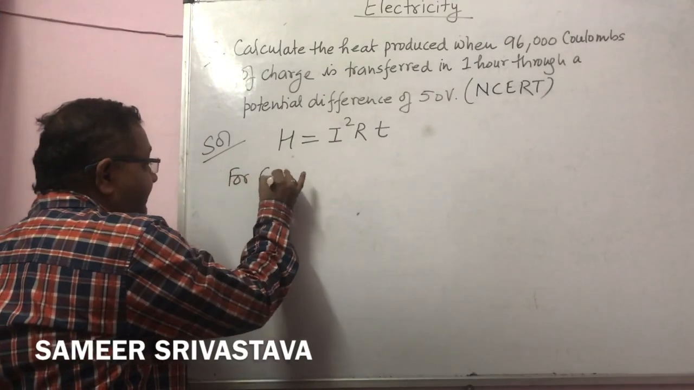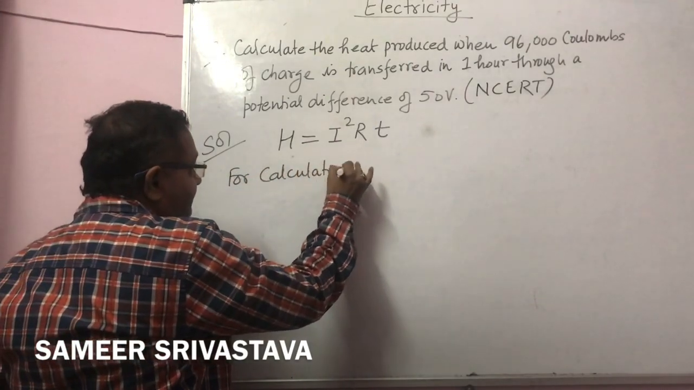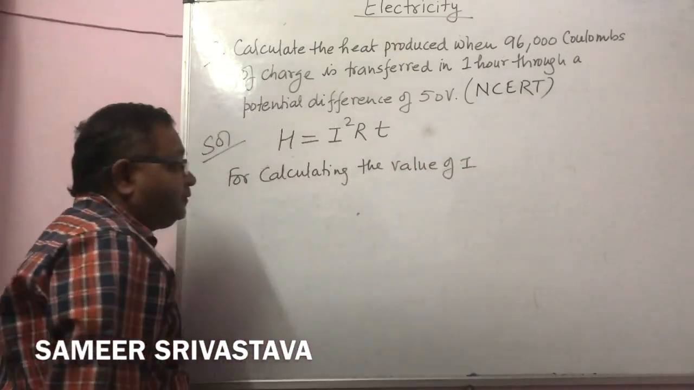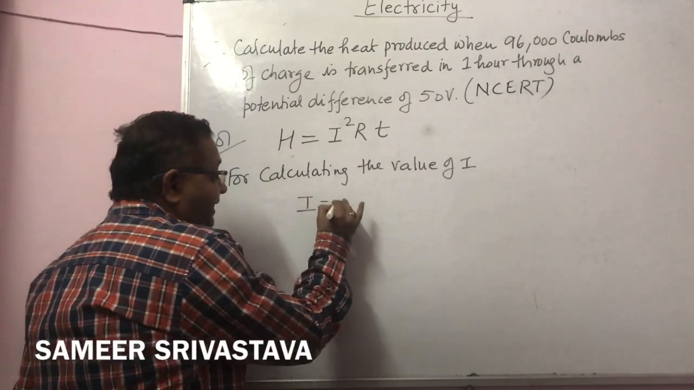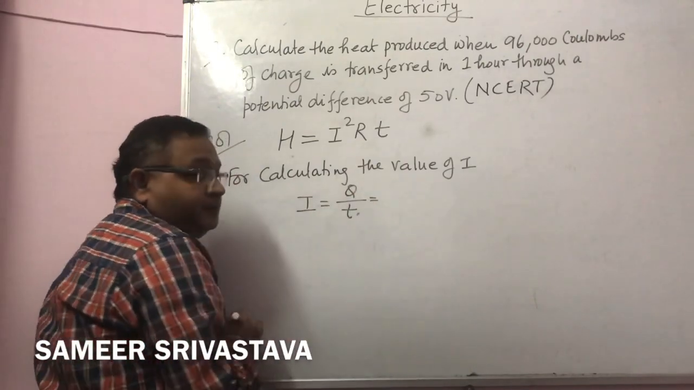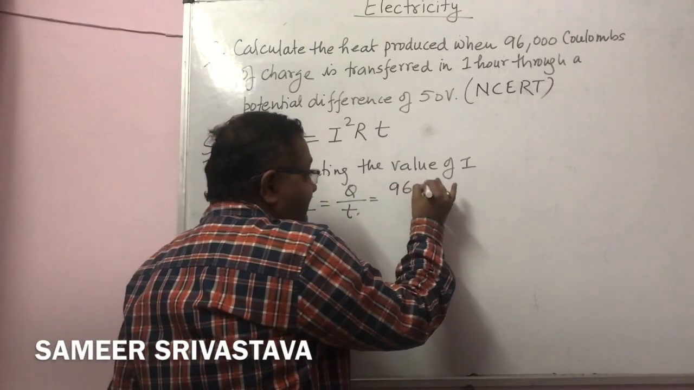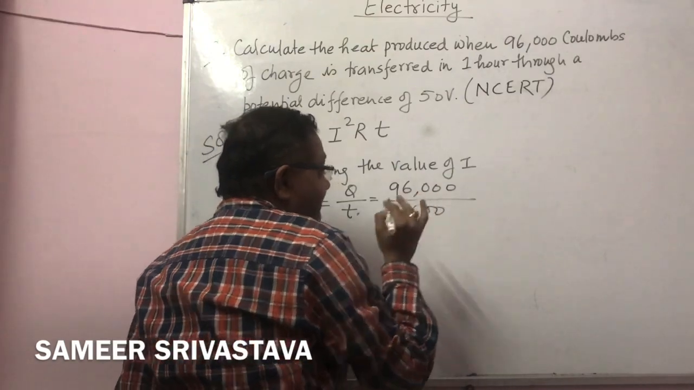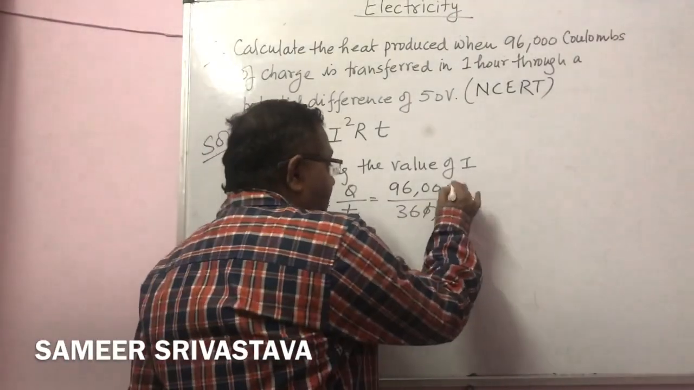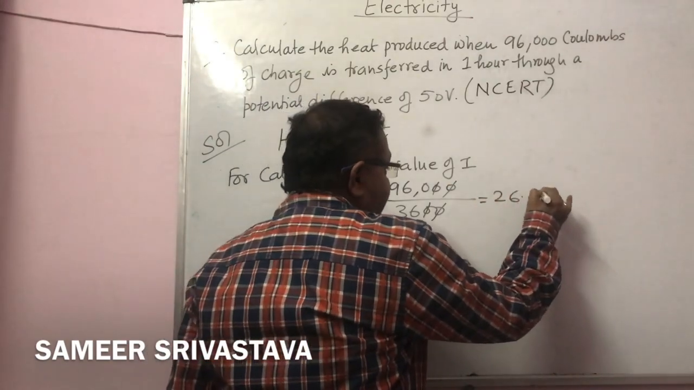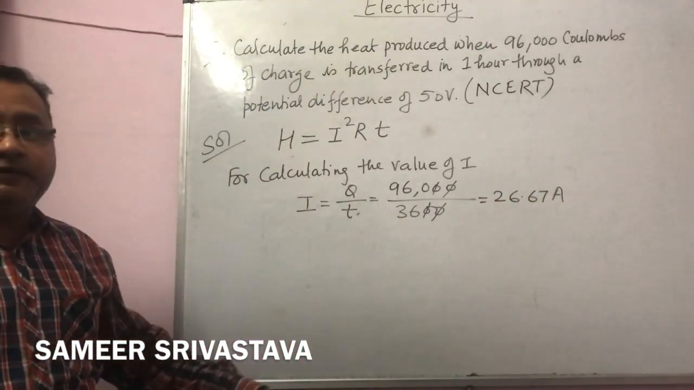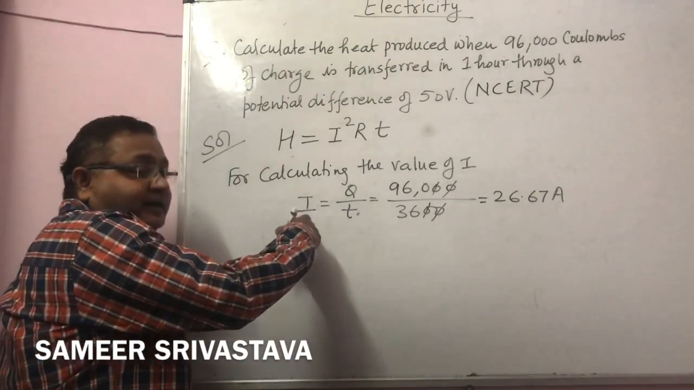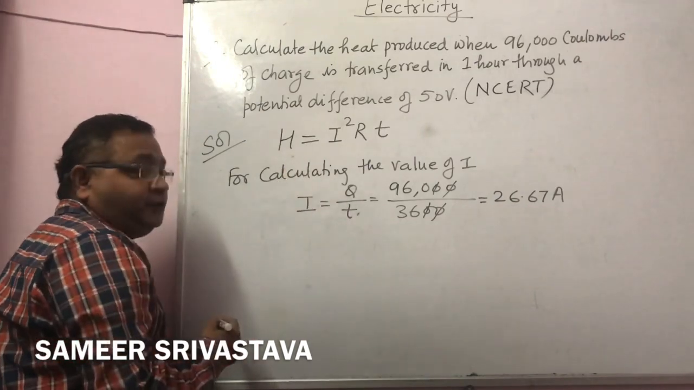For calculating the value of I, we all know that I is equal to charge upon time. The charge value is given as 96,000. What is the time? Time is 1 hour, that means 3600 seconds. Now, if we solve this, the answer is 26.67 ampere. When we have found I, now easily you can find the value of resistance.